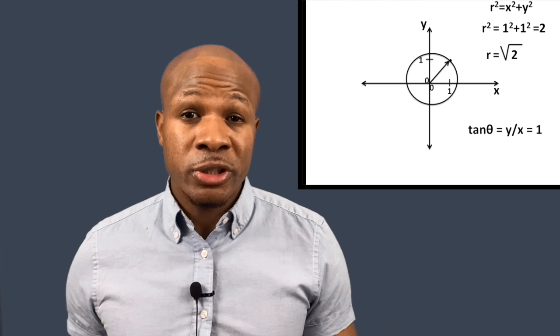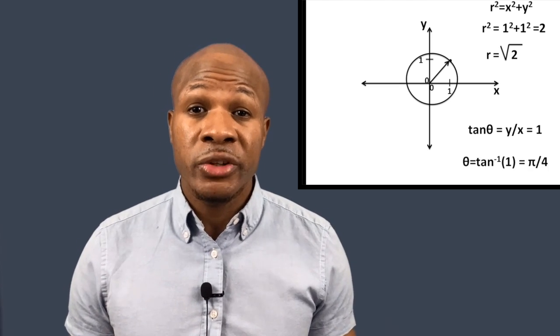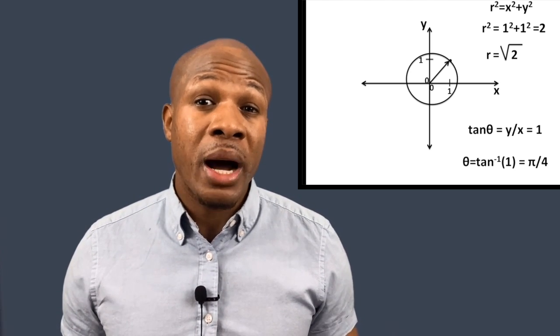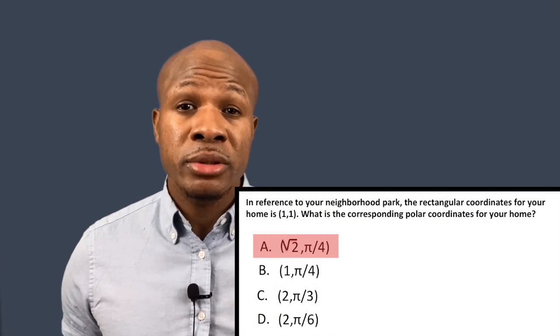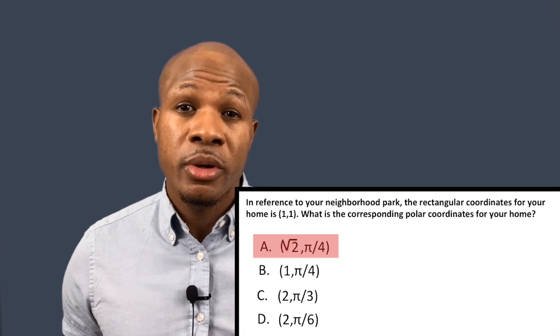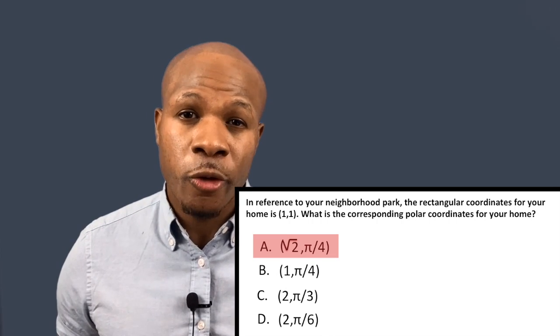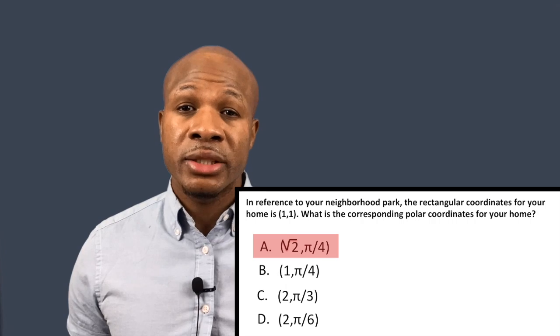So that angle is going to be the angle for which the inverse tangent of 1 is equal to that angle. And the inverse tangent of 1 is 45 degrees, or pi over 4. The location of our house in polar coordinates will be equal to radical 2, pi over 4. And the answer will be answer choice A.